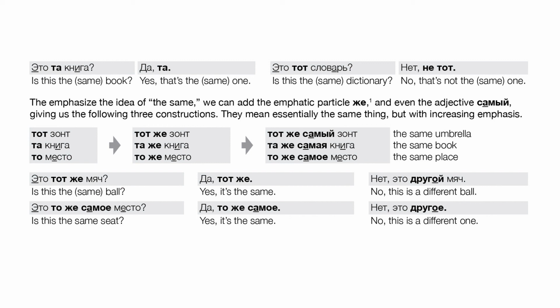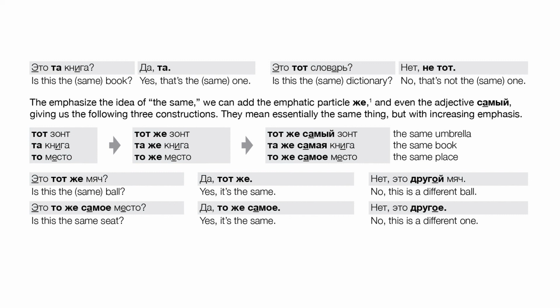And again, we see here that the tot and the samyi, those are adjectival forms. They're agreeing with zont. Ta kniga, ta же книга, та же самая книга. То место, то же самое место. The very same place or the very same seat.